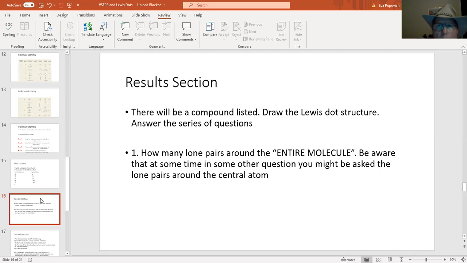Guys, you have to be aware of the question that's being asked. Sometimes the professor will ask you how many lone pairs are around the central atom. In this case, it is around the entire molecule.